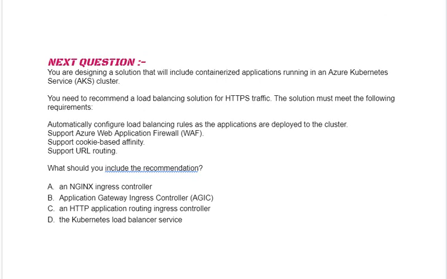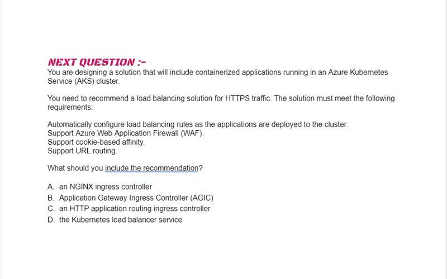Next question is, you are designing a solution that will include containerized applications running in an Azure Kubernetes Service, AKS, cluster. You need to recommend a load balancing solution for HTTPS traffic. The solution must meet the following requirements. Automatically configure load balancing rules as the applications are deployed to the cluster. Support Azure Web Application Firewall (WAF). Support cookie-based affinity. Support URL routing. What should you include in the recommendation?